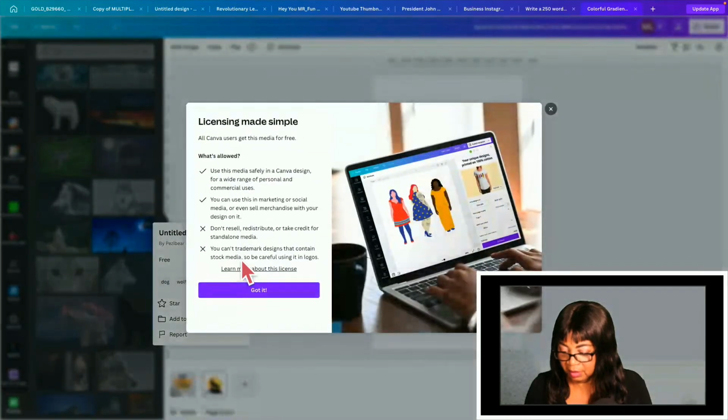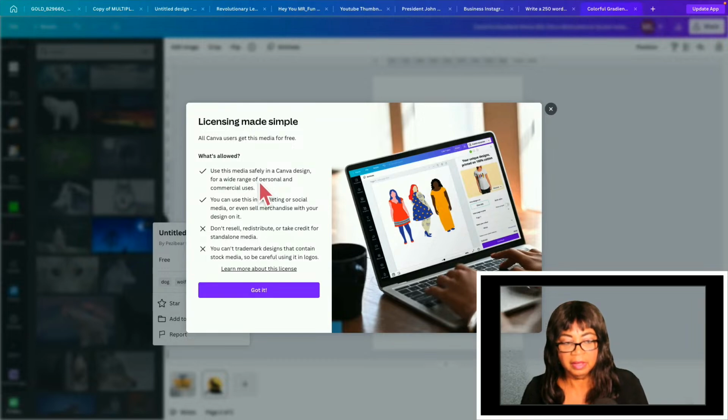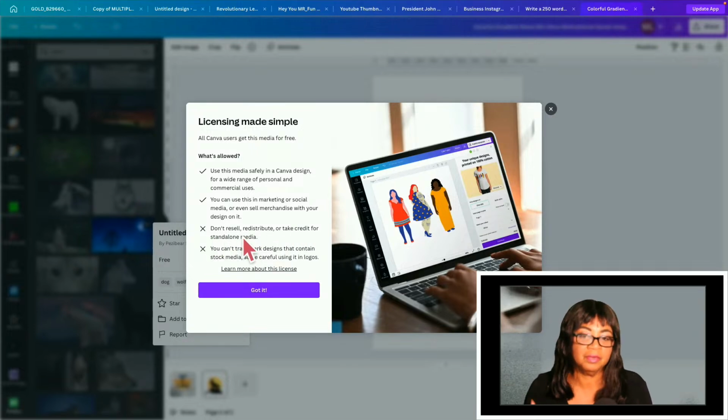And then here, it says what's allowed. Use this media safely in a Canva design for a wide range of personal and commercial uses. You can use this in marketing or social media, or even sell merchandise with your design on it. Wow. Don't resell, redistribute, or take credit, though, for standalone media. So in other words, you have to do some changes, right? You use it, modify it, change the color, change something on it to make it your own. You can't just take someone's work and sell it as is. You can't trademark these designs though that contain stock media. So be careful using it in a logo.